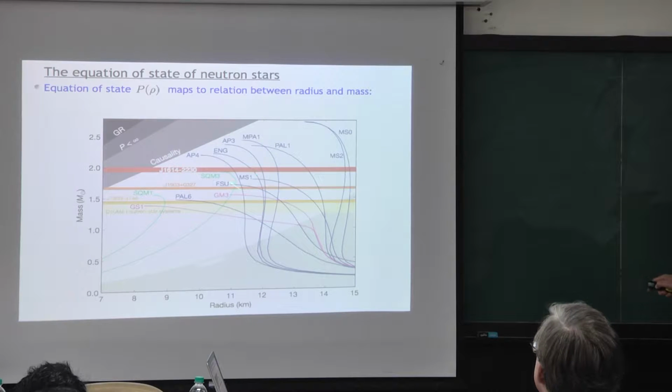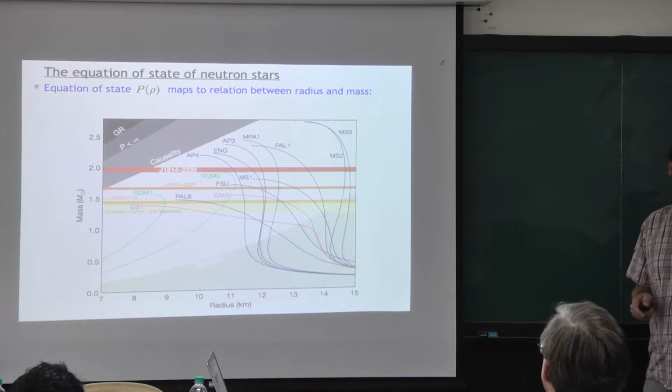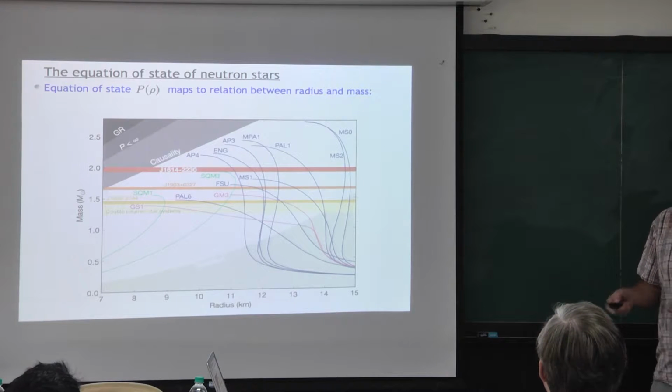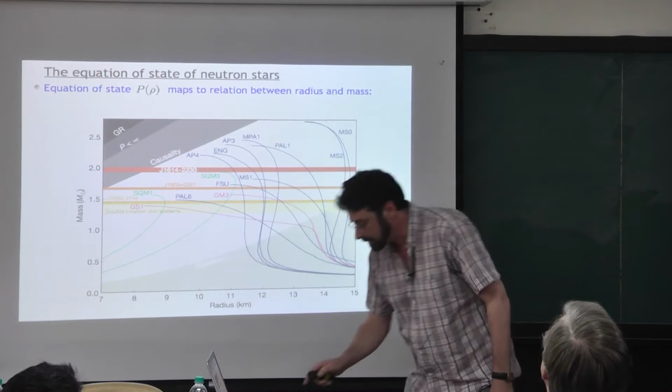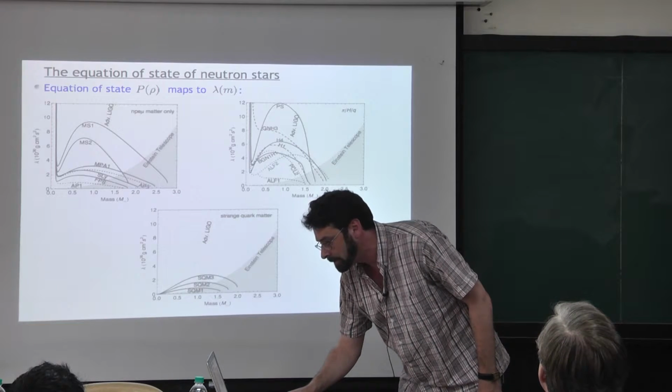But nevertheless, a large number of equations of state, and there are of course many more that are not shown in this plot, are actually consistent with existing measurements. And so there is an interesting problem to be solved here for sure. But again, can we solve it?